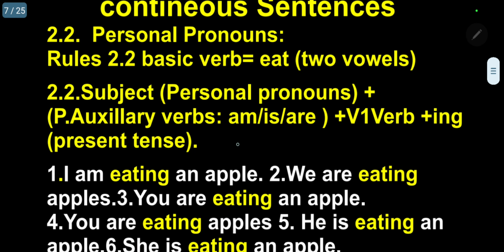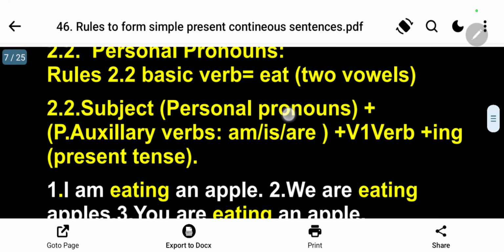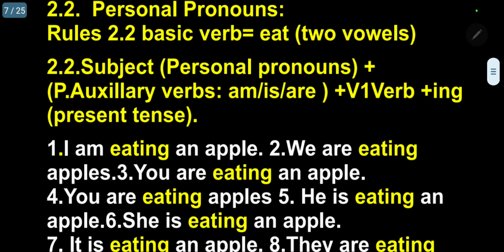Now I will go with the pronoun. Please follow. In the case of pronoun, I am going to use the same basic verb eat. Personal pronouns are of three types: first person, second person, and third person. First person singular I, first person plural we. Second person singular you, plural you. Third person singular he, she, it, and plural they.